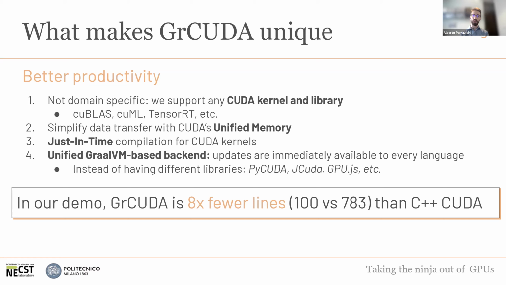In our demo, you will see how the GPU host code is about 8 times shorter than the corresponding code written with the C++ API. And it is just much simpler.